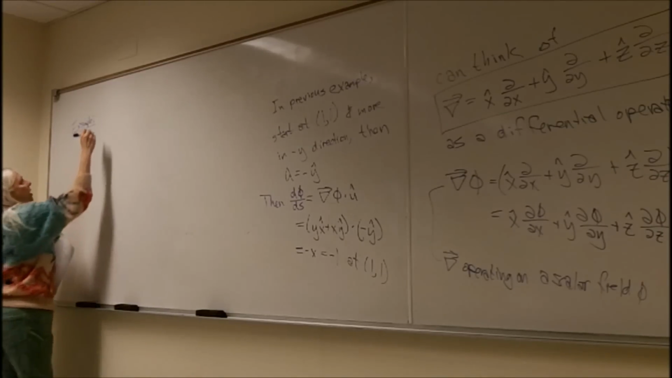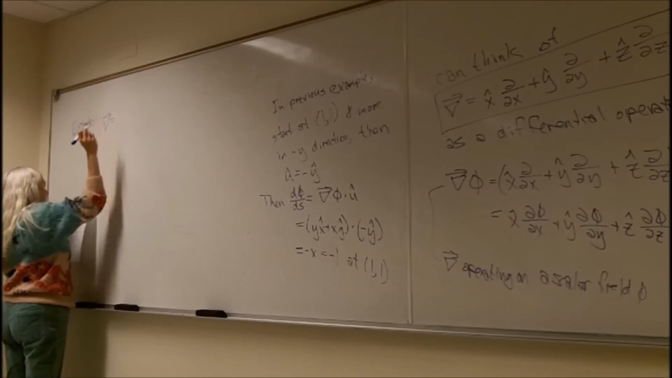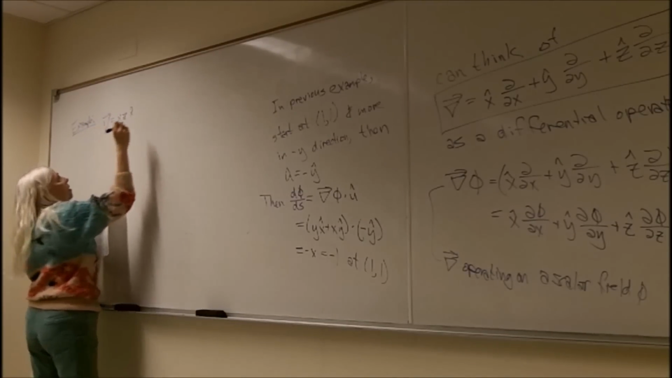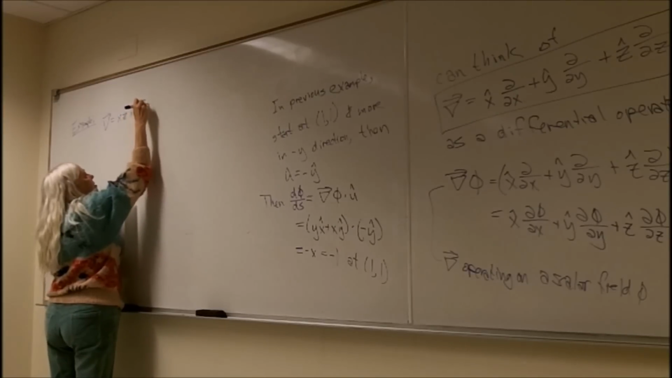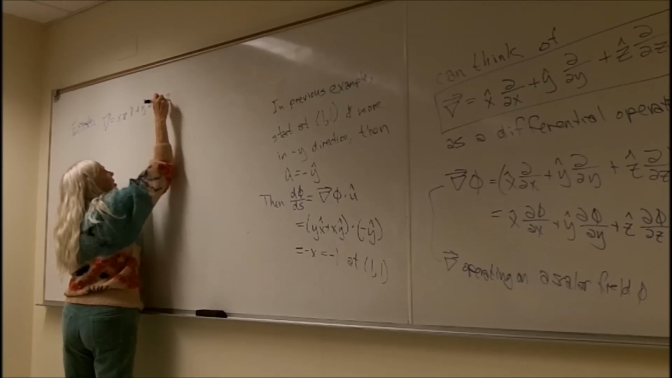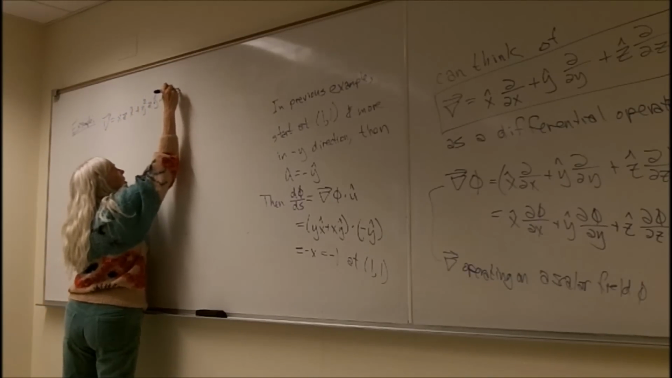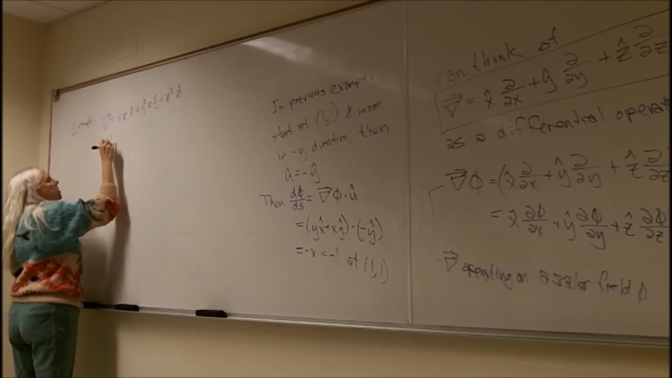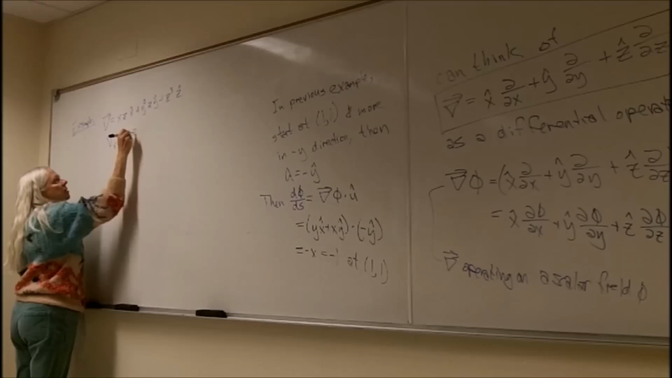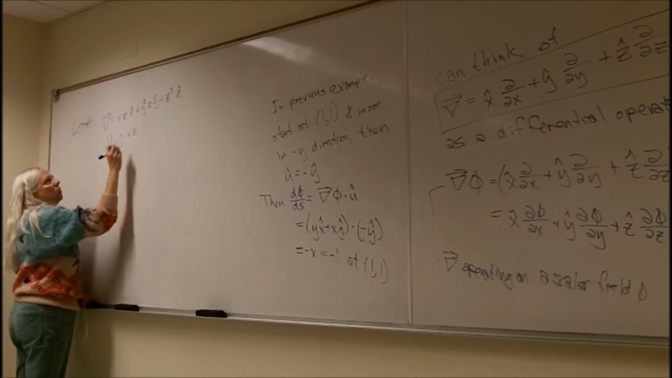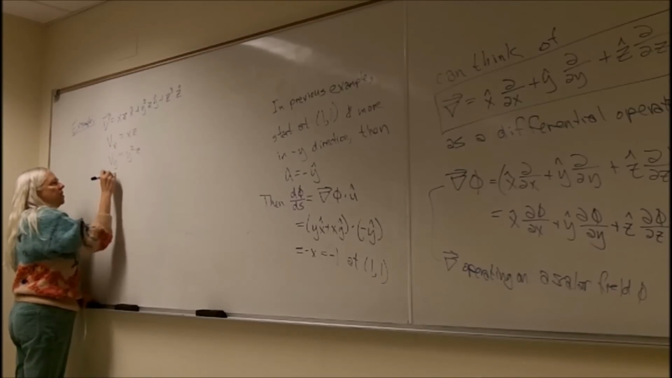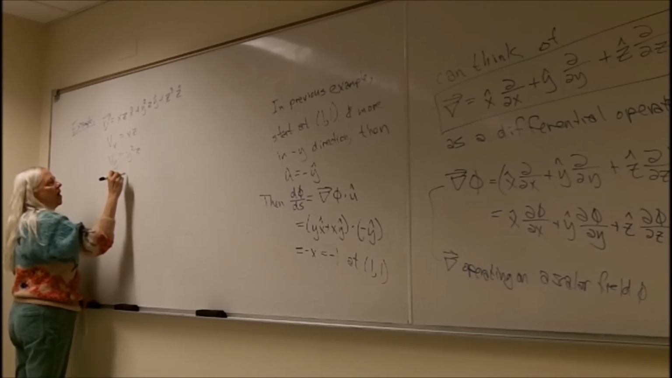So let's say we have a vector field V that is given by xz times x hat plus y squared z times y hat plus z cubed times z hat. Or in other words, v sub x, which is the coefficient of x hat, is xz. V sub y, the coefficient of y hat, is y squared z. And v sub z, the coefficient of z hat, is z cubed.